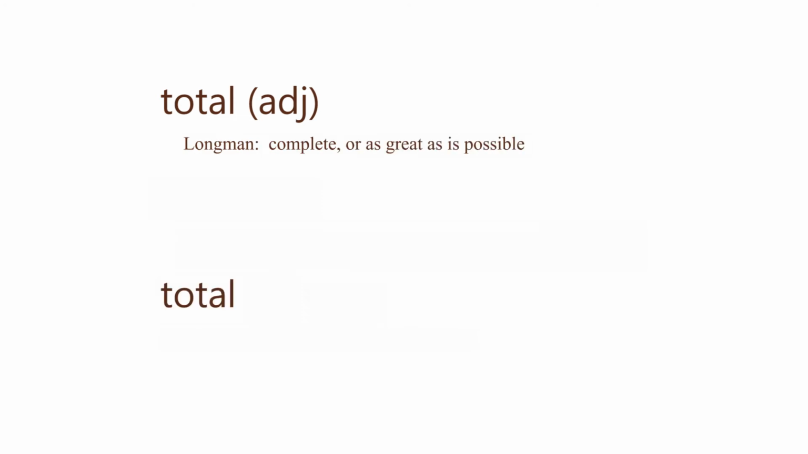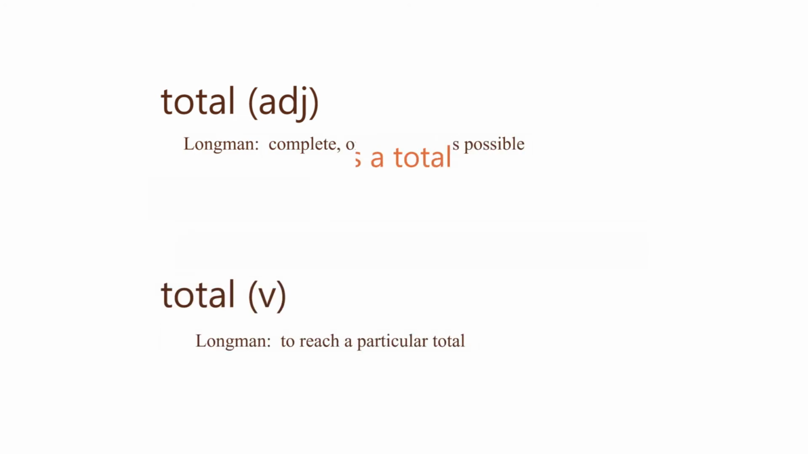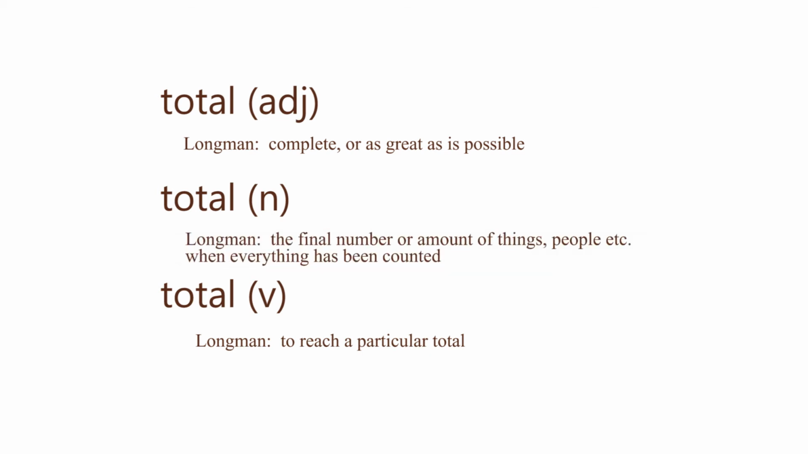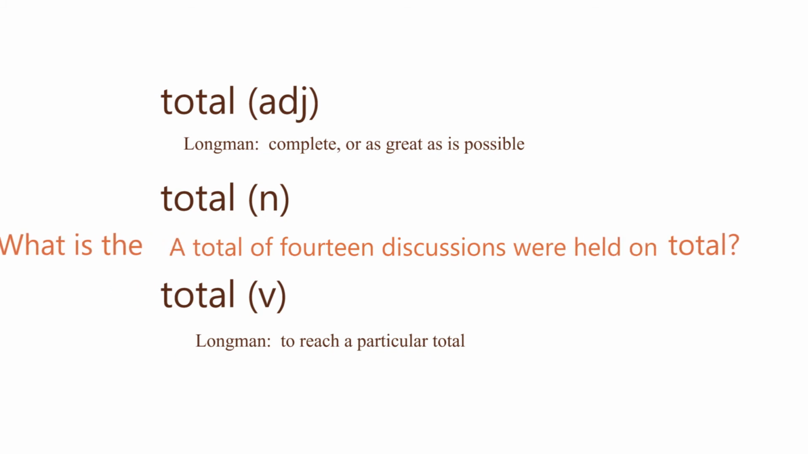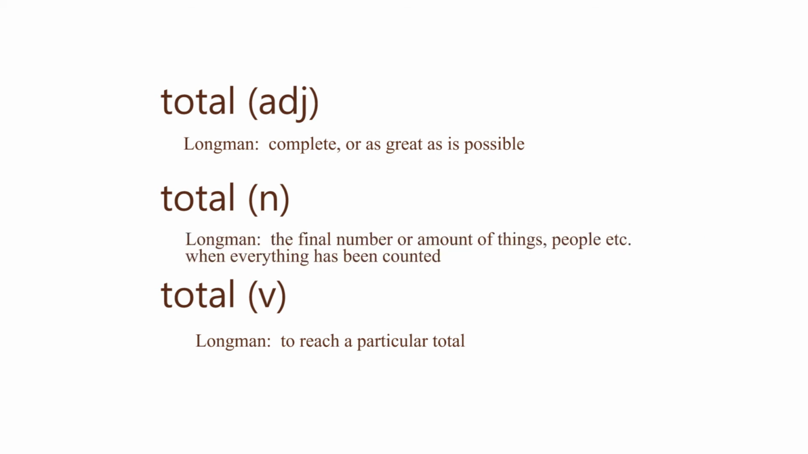But can you imagine total has also become a verb? That was a total disaster. That's an adjective. Total is also used as a noun, of course. For example, what's the total? Or if I say, a total of 14 discussions were held on the topic. This is a noun. But we can go further than that. So we can say the loss totaled $5,000 this week. This is a verb.